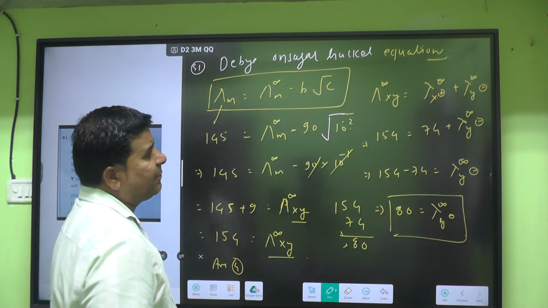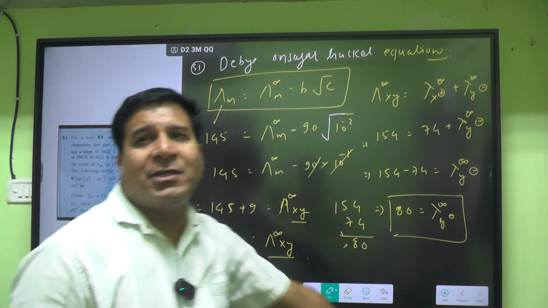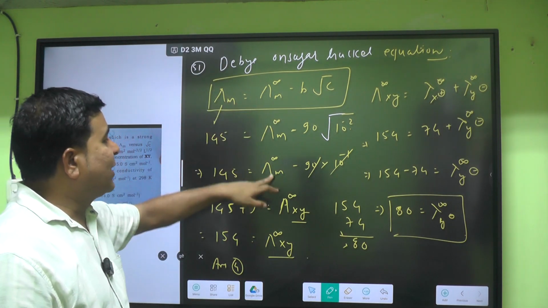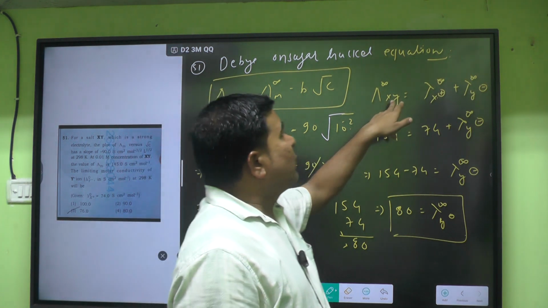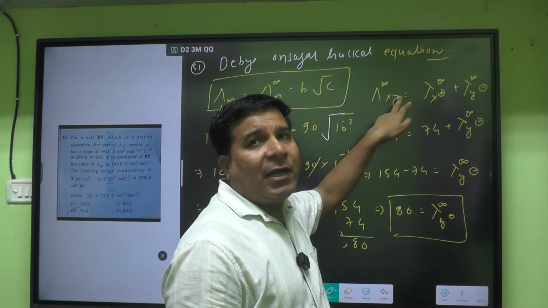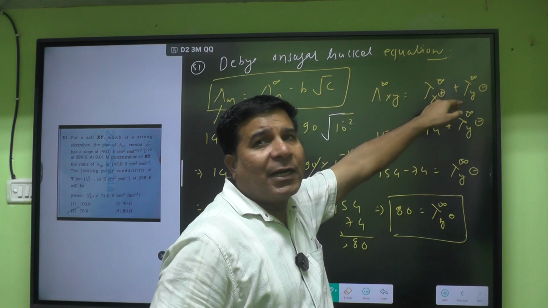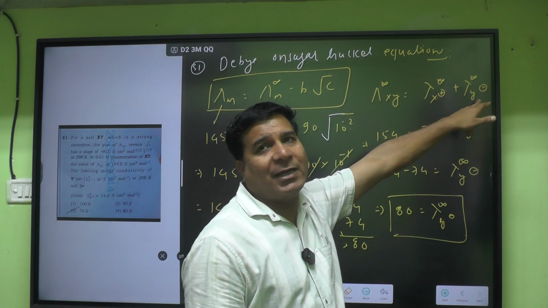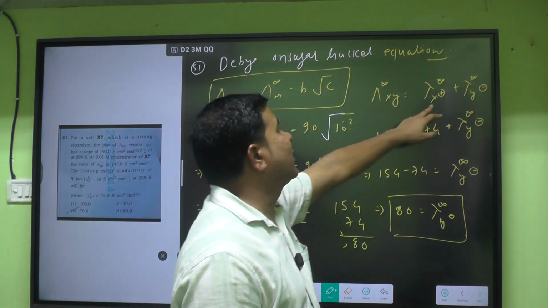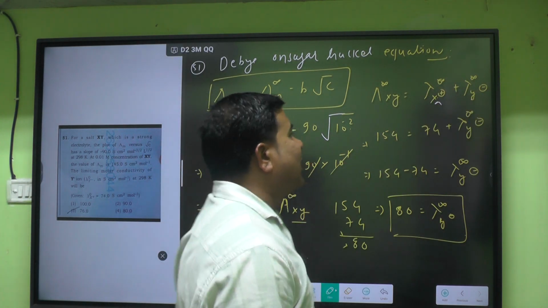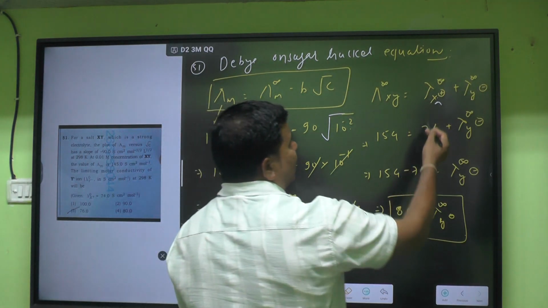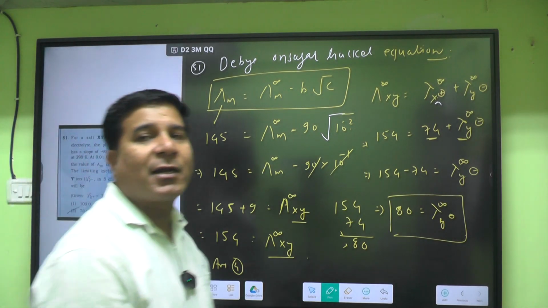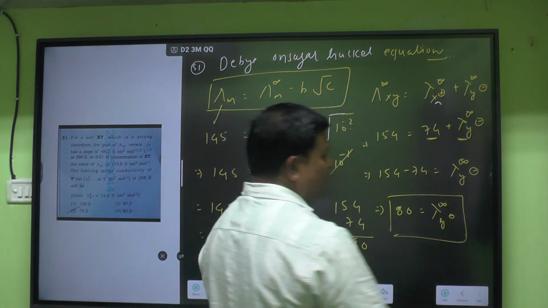Very simple question. No need to write any equation, just remember the concept. Everyone knows this equation, we can find the molar conductance at infinite dilution. The molar conductance of any salt XY is the sum of the molar conductance of cations plus the molar conductance of anions. Its value is given in the question, so we can find the molar conductance of Y negative, which will be 80.